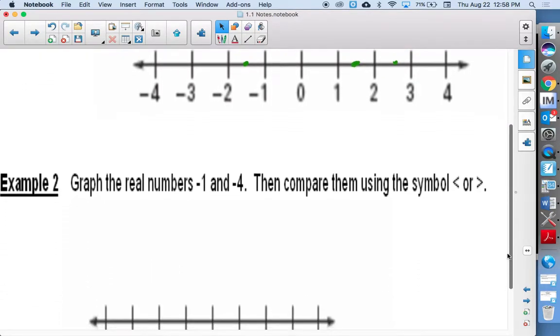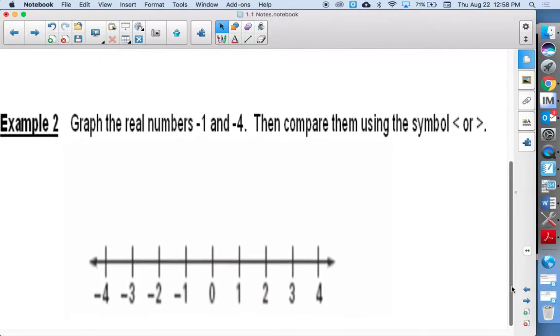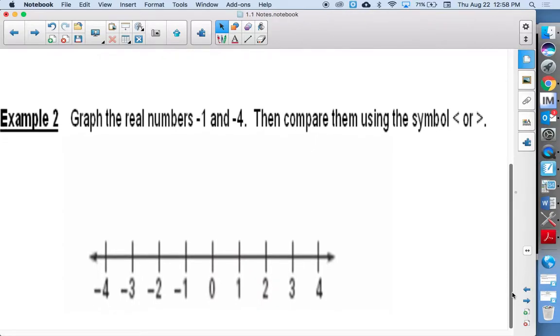Example 2, graph the real numbers -1 and -4. Then compare using the symbols less than or greater than. Okay, so let's graph the real numbers -1 and -4 first. We have our origin here at 0, graphing -1 first. Okay, draw your coordinate right on -1. Going over to -4, to the left, -4, drawing our second coordinate. So we have the coordinates -1 and -4.